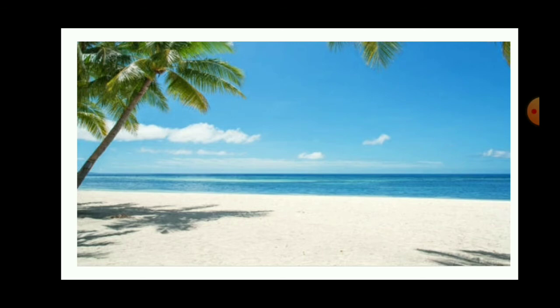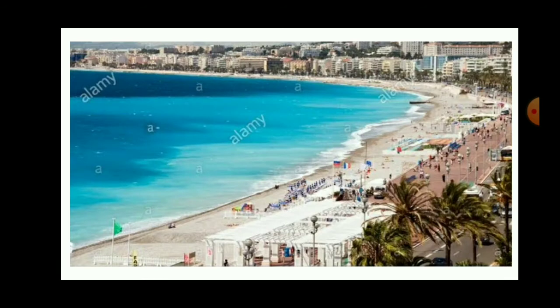Beaches. These beaches are formed because of the depositional work of the sand. Generally, these beaches are concave in shape. Here you can see a concave beach.